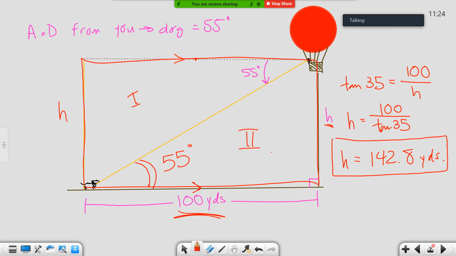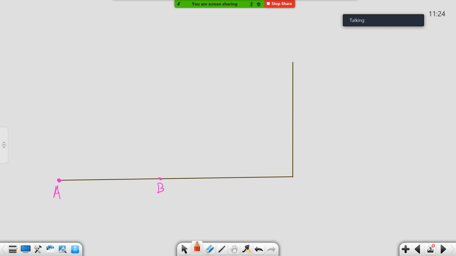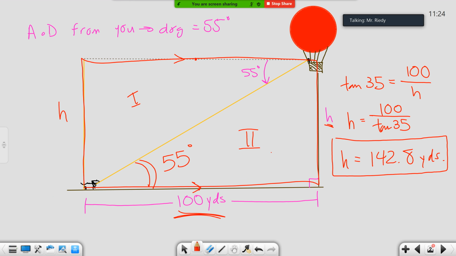Beautiful. Let's make things more interesting, shall we? Let's figure out how to measure the height of something we can't measure the height of. In other words, in the balloon problem, I could conceivably drop a giant piece of string from the balloon down to the ground and measure that piece of string, and we're good to go.